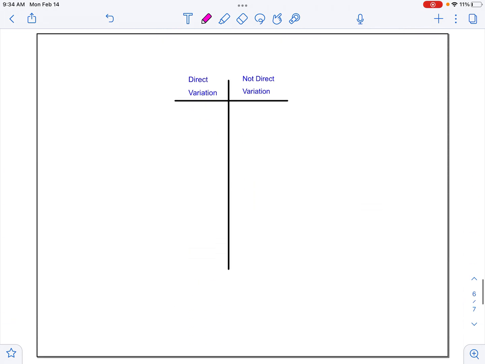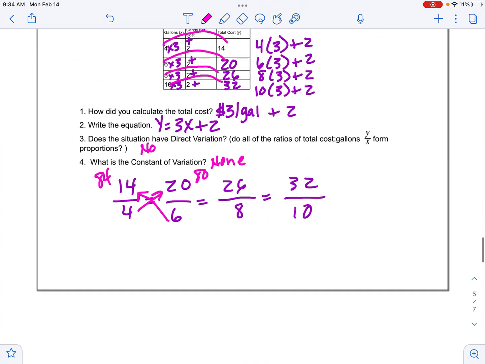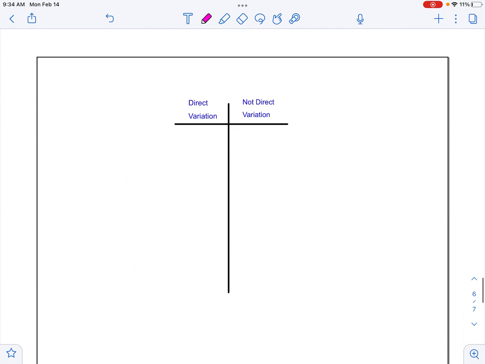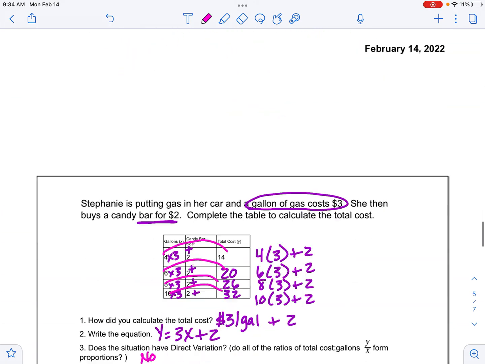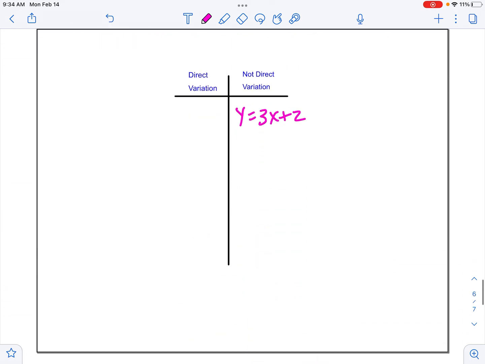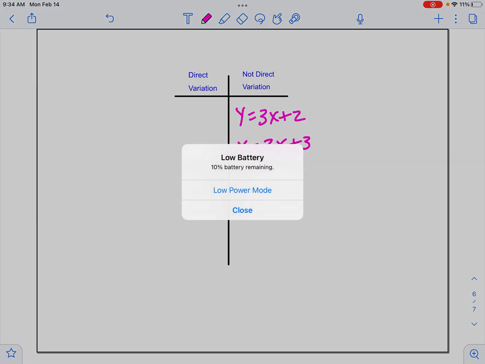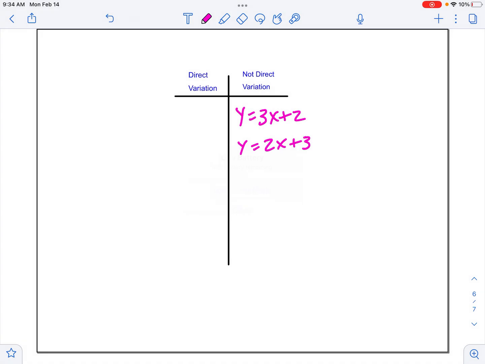So I'm just going to fill these out here, what does and does not, so we can take a look at what happens. So this is y equals 3x plus 2. That's the first one. That does not have direct variation. And the other one was 2x plus 3, so y equals 2x plus 3. This first one was y equals 50x, if I remember correctly. And then the next one was 12x.